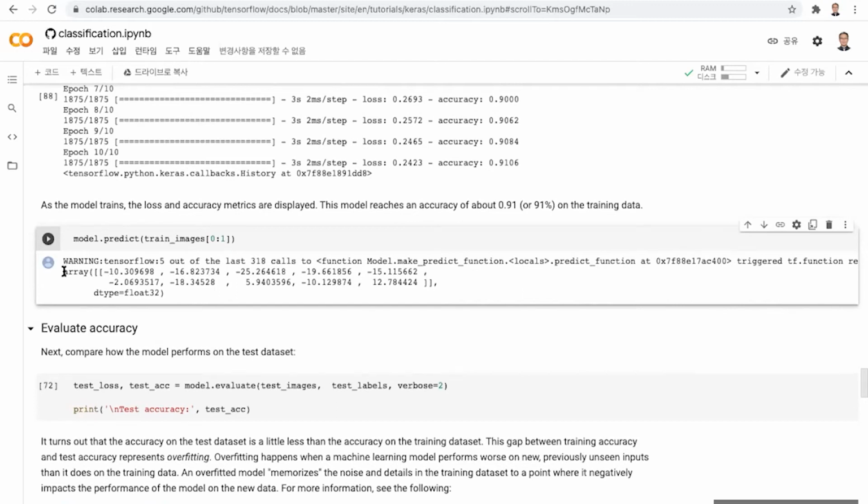Anyway, it gives me 10 numbers, because the last layer of our model has 10 nodes. So it gives me 10 numbers. But how can I say that this is an ankle boot?